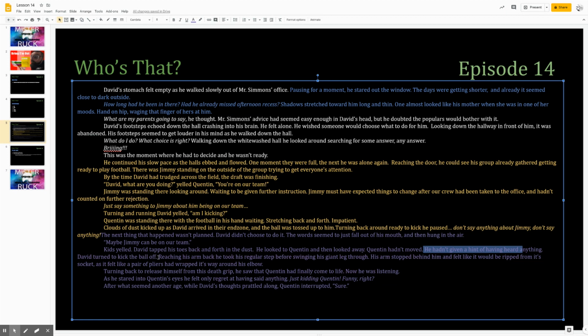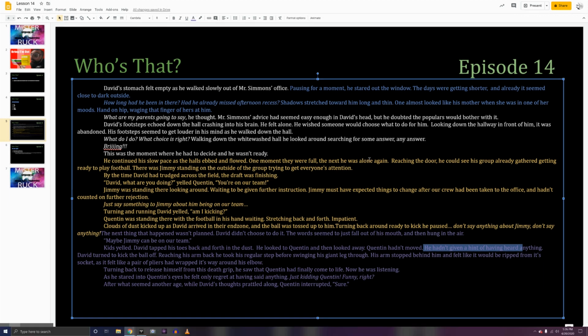"David turned to kick the ball off. Reaching his arm back, he took his regular steps." We're seeing more pronouns. Okay. So that's about all I need to talk about. I don't want to keep saying the same thing over and over and wasting a bunch of your time, because your time is super valuable.